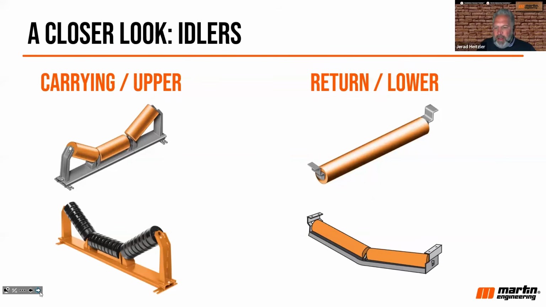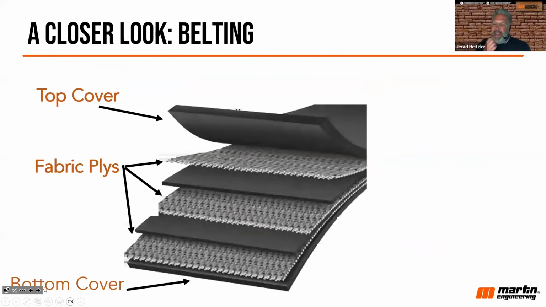All right, let's talk a little bit about belting itself. So there's lots of specialty belting that's out there, and the basics of belting are quite simple. There's a rubber top cover, there's a rubber bottom cover, and there are fabric plies that are sandwiched in between. The strength of the belt comes from those plies. Those fabric plies are usually a synthetic material.